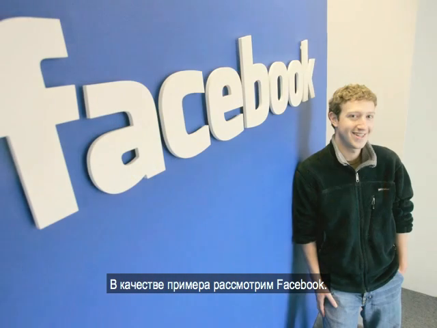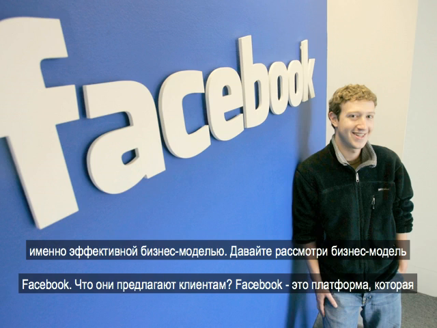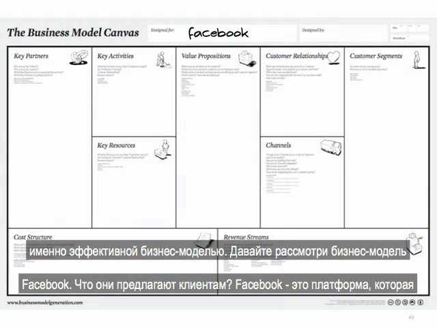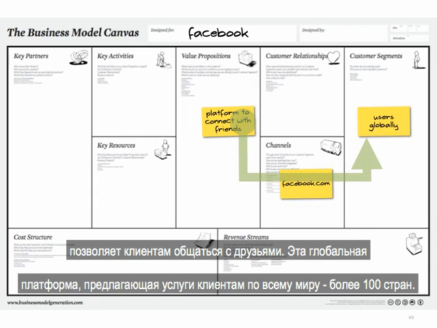One of the interesting examples here is Facebook, because Facebook was valued at a lot of money, had a huge valuation, though when they went to the stock market, they didn't perform extremely well. But their business model is very, very powerful. So let's look at the business model dynamics, the business model mechanics here. What does Facebook offer? Basically, it's a platform that allows you to connect with friends, right? Facebook.com. And it targets users globally. You have over 1 billion users today.